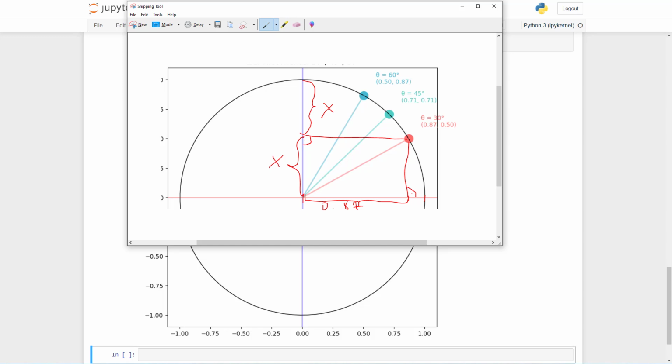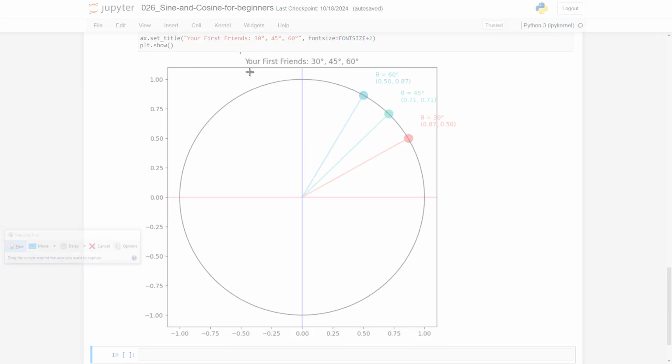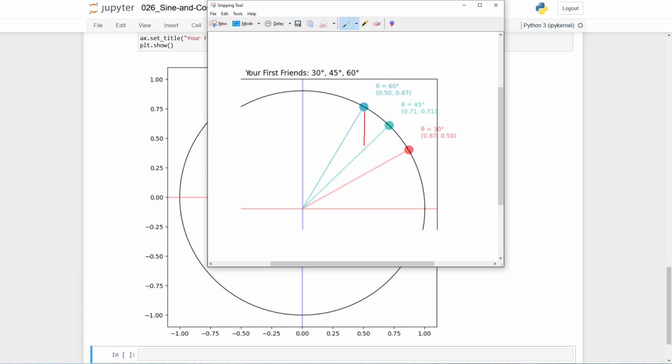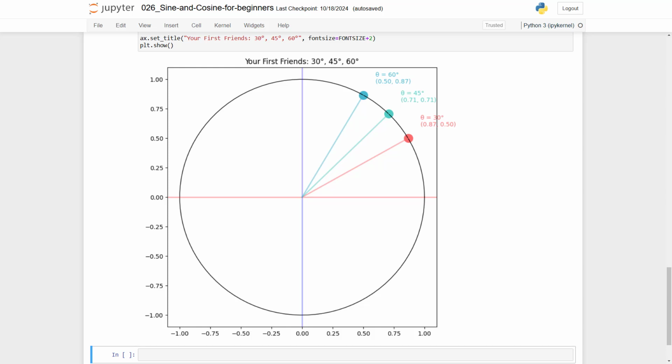Interesting here is that the cosinus is 0.5. So what does it mean? It means that this one here is half the line. Let me make a new snipping tool. Yep, somewhere like this. So having a cosinus of 0.5 means that this one and this one, this is radius divided by 2, and this one is also radius divided by 2. So these are our friends called 45, 30 and 60.